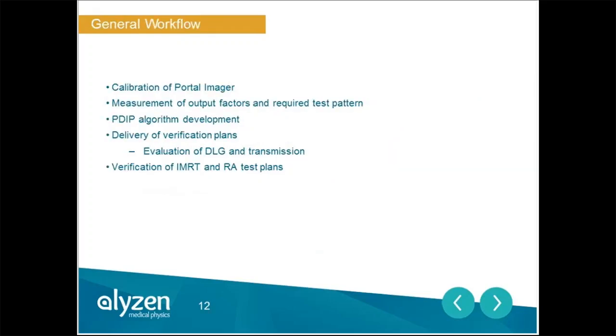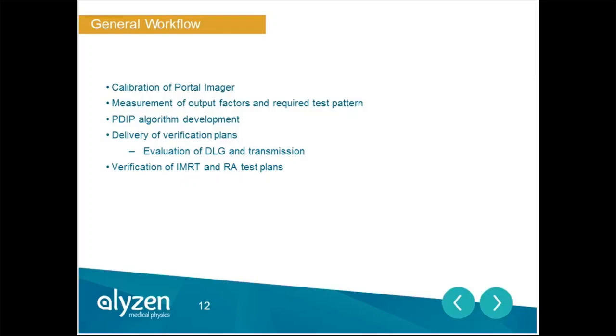So the general workflow of how we're going to commission this is, first thing we're going to do, no matter what the imager, is we're going to calibrate it. Calibration is going to include a flood field, a dark field, and then we're going to calibrate for dose. Then we're going to measure the output factors, and we're going to measure a required test pattern that we'll talk about. Then we're going to develop the PDIP algorithm, and then we're going to verify the algorithm. In that verification, we're going to also evaluate DLG and transmission.